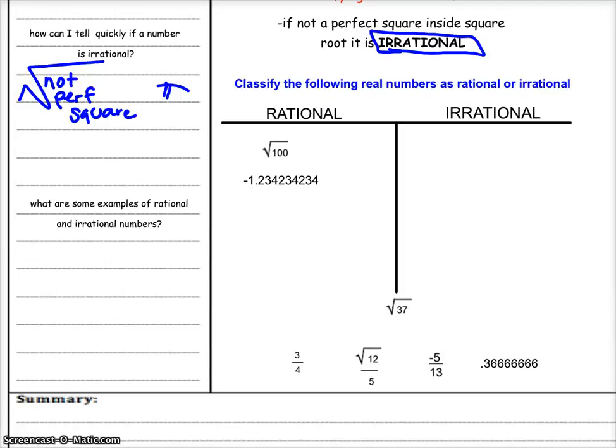The square root of 37. Is that a perfect square? No. Irrational. Because it's not a perfect square.